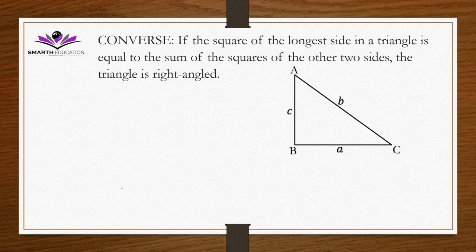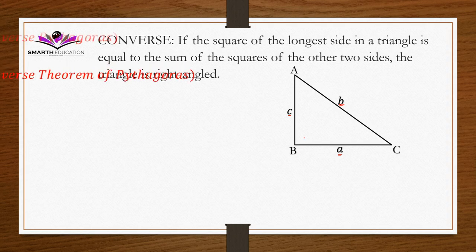So now we're looking at the converse. It says that if the square of the longest side in a triangle is equal to the sum of the squares of the other two sides, then the triangle is right angled. So like here we have our triangle ABC, meaning that if the square of B is equal to the sum of the square of C and square of A, then this triangle ABC is a right angle triangle. That's the converse.